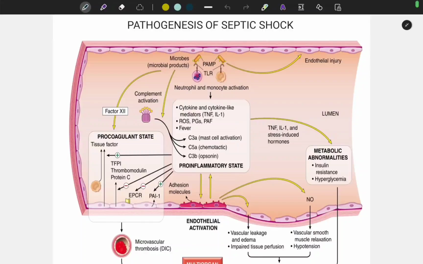Now let's talk in brief about pathogenesis of septic shock. As we know, sepsis is most frequently triggered by gram-positive bacterial infection, followed by gram-negative bacteria and fungi. Now, in today's time, COVID virus has been an emerging virus causing septic shock.